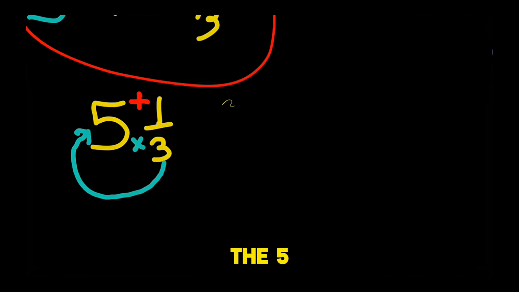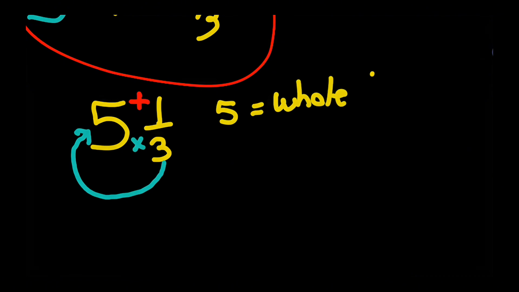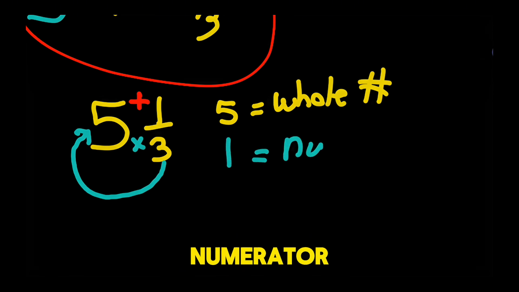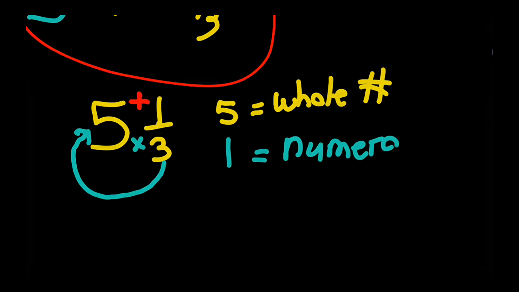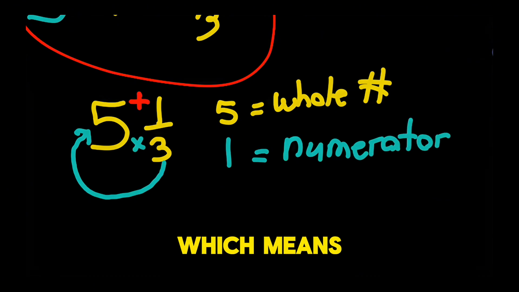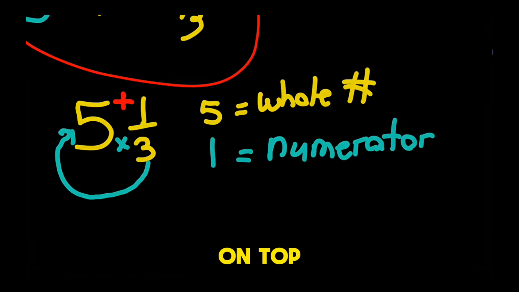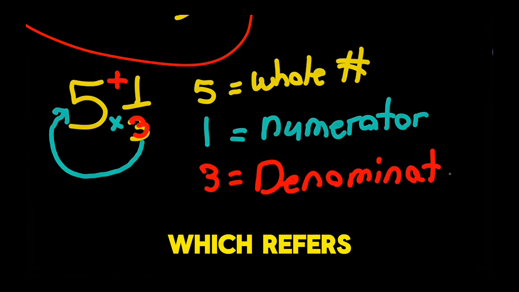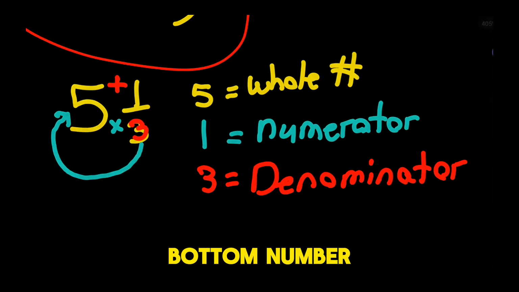The 5 is the whole number. The 1 is the numerator, which means the number on top. And the 3 is the denominator, which refers to the bottom number.